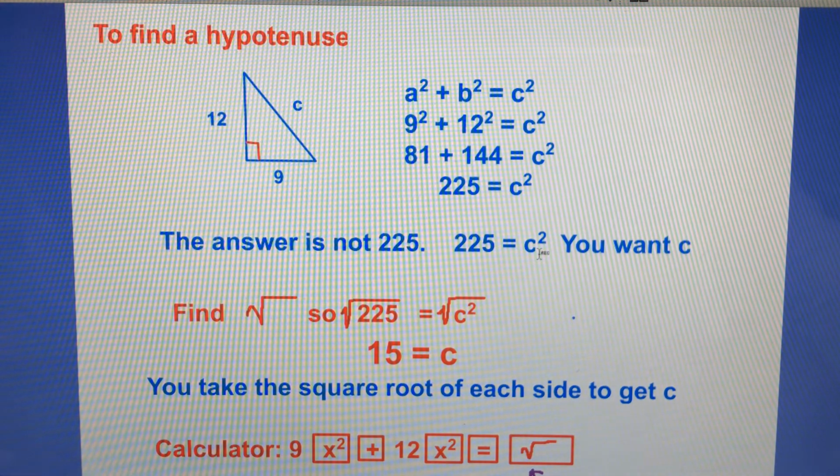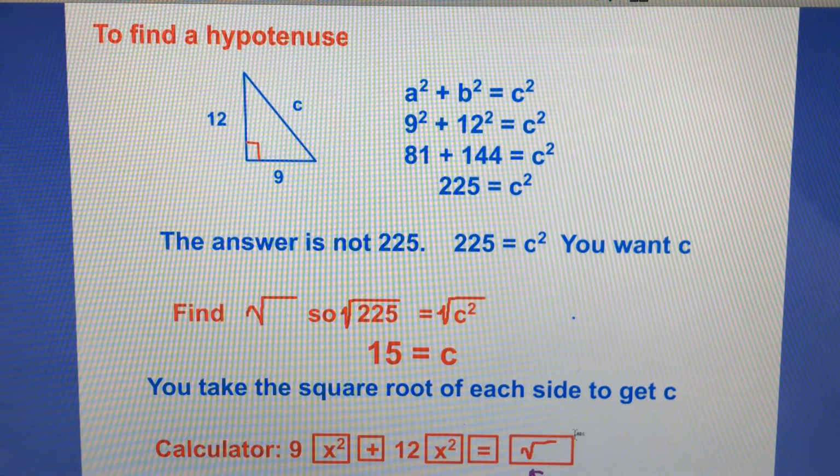The answer is not 225. 225 equals c squared. You want c. How are you going to find c? You're going to use a square root, the radical sign, so that the square root of each side, remember, whatever you do to one side, you do to the other. If I take the square root of 225, it equals the square root of c squared, which is c. c times c is c squared. So the square root is c by itself. You take the square root of each side and you get c.